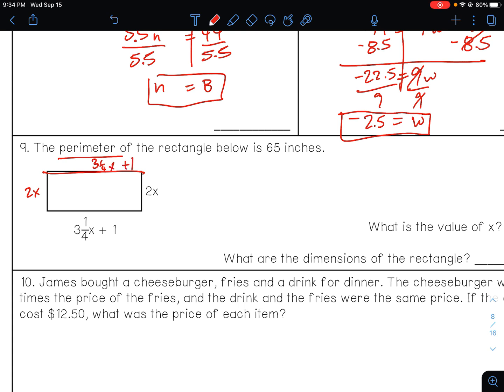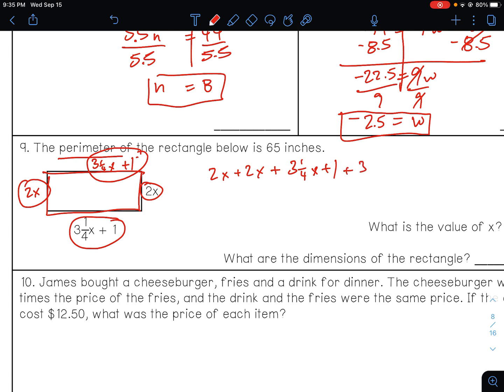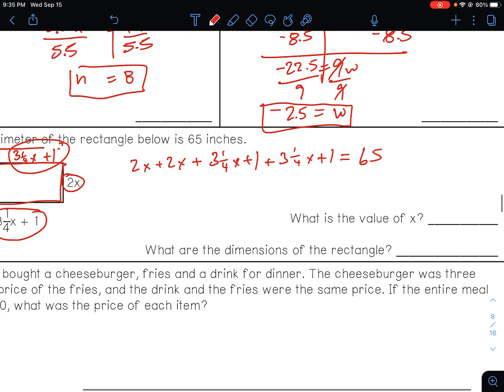So what I do to find perimeter is add up all the sides. So I'm going to add up the 2x plus 2x, because those are the sides. And then the top and bottom, I have to add those up, plus 3 1/4 x plus 1, and add the bottom now, or I guess the top now, plus 3 1/4 x plus 1. And if I add up all those sides, it should equal 65. They're asking for the value of x and the dimensions of the rectangle.